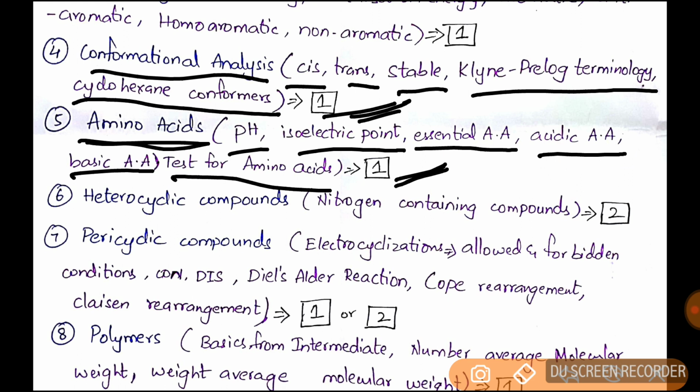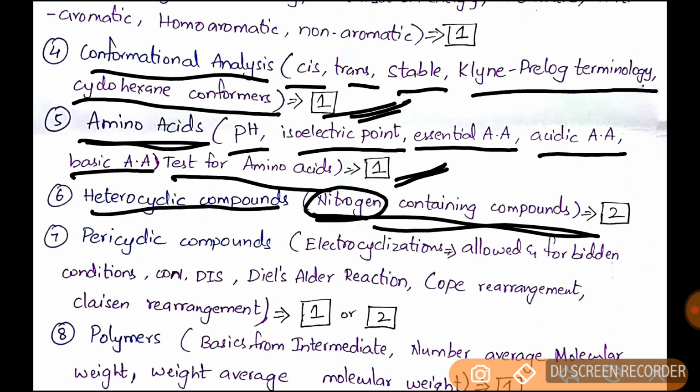But alkaloids and terpenoids is vast. It takes much time to study, so you can just guess questions from alkaloids and terpenoids. And then there are heterocyclic compounds. Definitely there will be a question from heterocyclic compounds. So you should stress on nitrogen containing compounds, guys, whether it is pyridine or quinoline or isoquinoline, any compound which contains nitrogen. So just prepare those heterocyclic compounds. You can expect 2 questions from heterocyclic compounds.